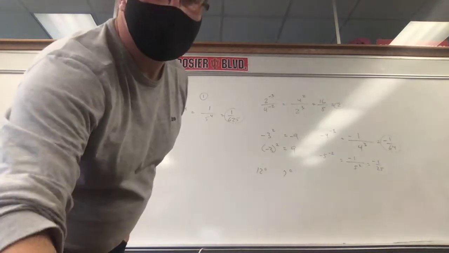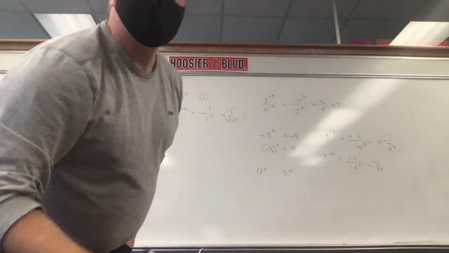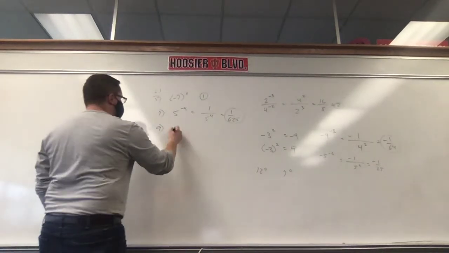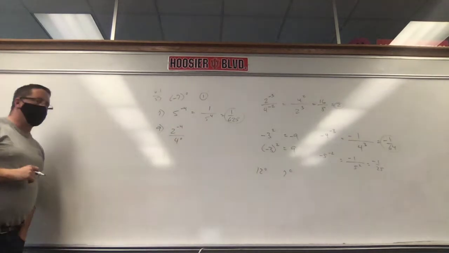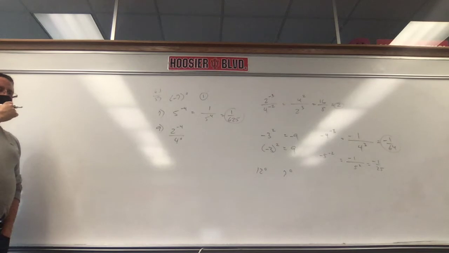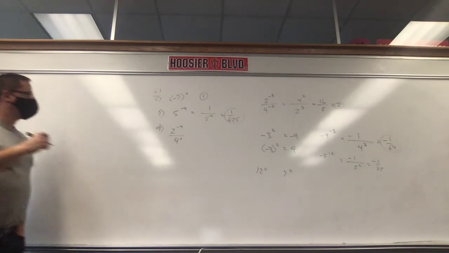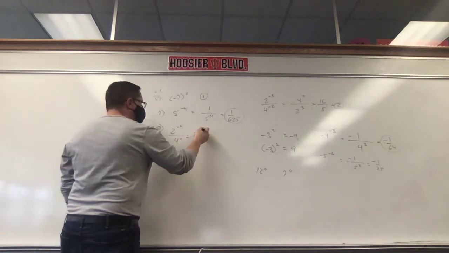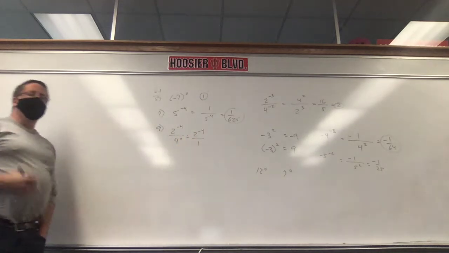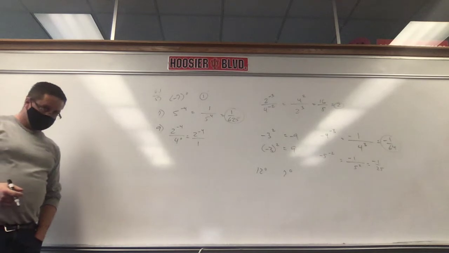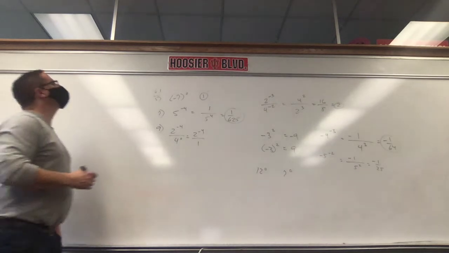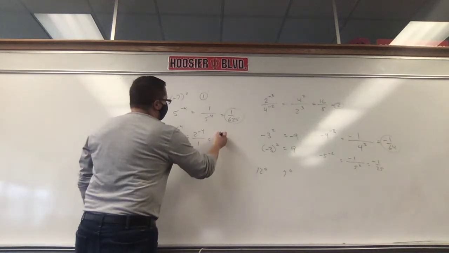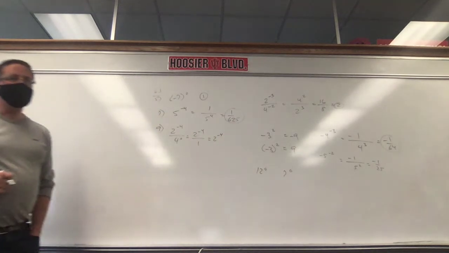Number 9. Okay, 2 to the negative 4th over 4 to the 0. Well, let's do the easier part first. What's 4 to the 0? 1. Yep. So we have 2 to the negative 4th over 1. What happens when you divide by 1? You get itself. So that's the same as just 2 to the negative 4th. Dividing by 1 doesn't do anything.